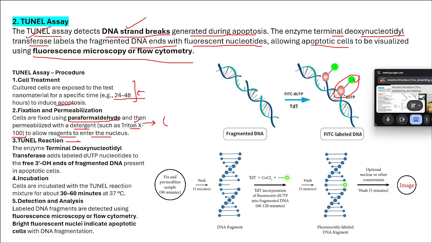Now comes the TUNEL reaction part. The enzyme terminal deoxynucleotidyl transferase adds labeled dUTP nucleotides to the free OH ends of the fragmented DNA. If there is apoptosis, there will be this fragmented DNA present in apoptotic cells. Cells are incubated with the TUNEL reaction mixture for 30 to 60 minutes at 37 degrees Celsius, after which the results are read either through fluorescence microscopy or through flow cytometry, like FACS-based analysis.